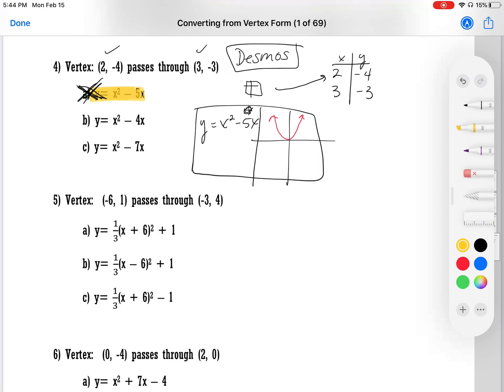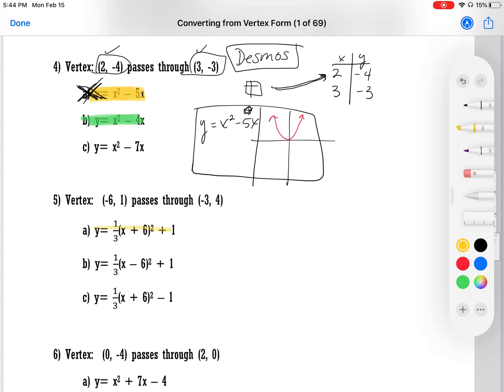Okay, so when you're ready, do the same thing here. Type this into Desmos. Click the little spiky sun, called a cog or a settings button. Then click the table, and then check your table. When the x is 2, is the y -4? When the x is 3, is the y -3? Okay, so that's how we can check using Desmos to go to vertex form.